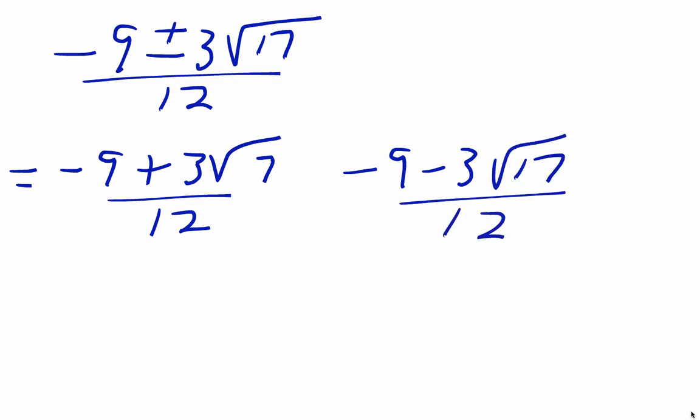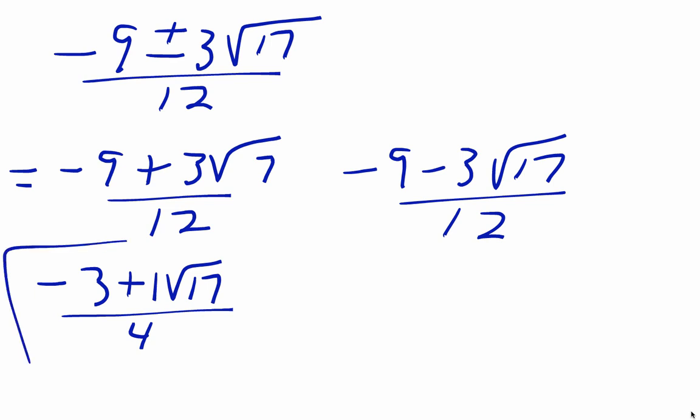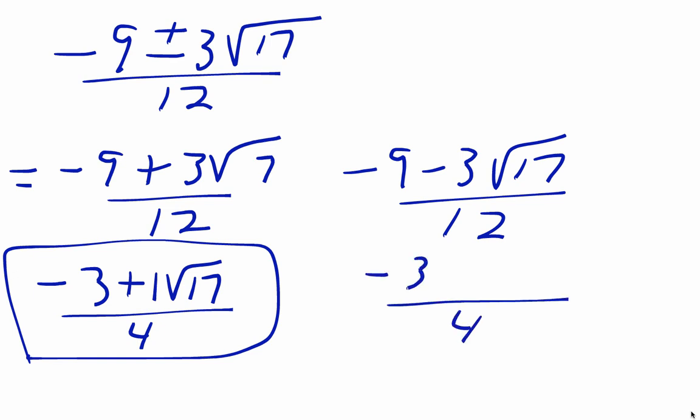So -9 over 12 will simplify down to -3 over 4. And 3 over 12 will simplify down to 1/4. So they both are over 4, and you can put the 1 if you want. You don't need that. So that's one of my answers. And then I'd have -9 minus 3 square root of 17 over 12, which once again I simplify. So -9 over 12 simplifies down to -3/4. And -3 over 12 is -1/4. You don't need to put the 1, but you can. So there's my answer there.